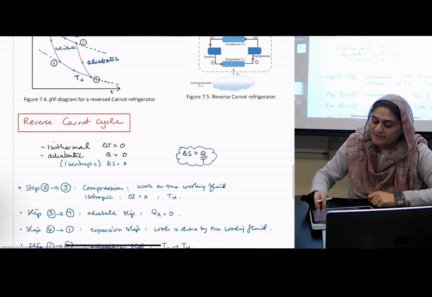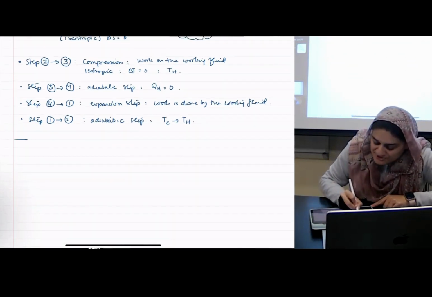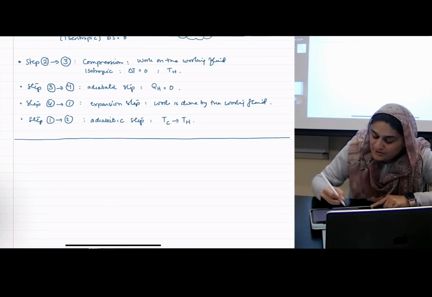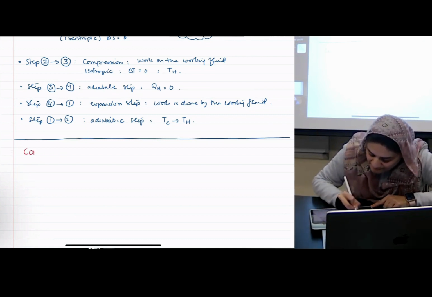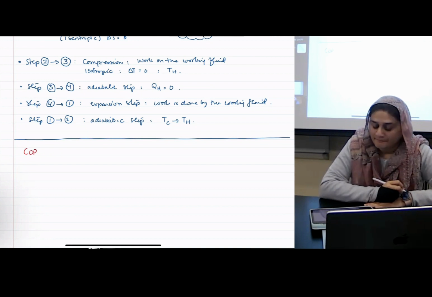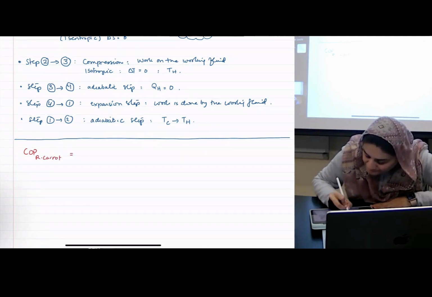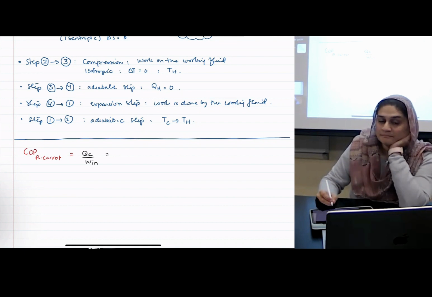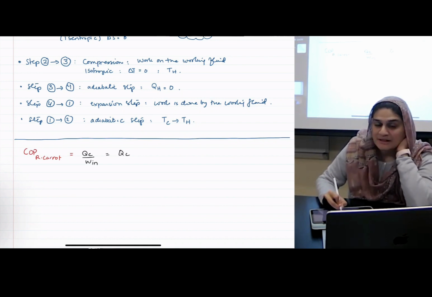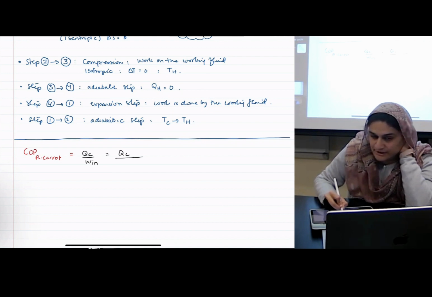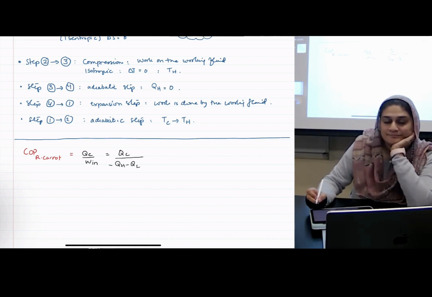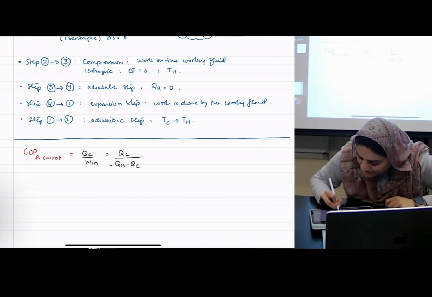So as always, we want to find how efficient our system is. So what did we call our efficiency? COP. For a reversed Carnot cycle will be given by QC over W in, or QC divided by QH minus QL with a minus sign. Actually, I should call it C.